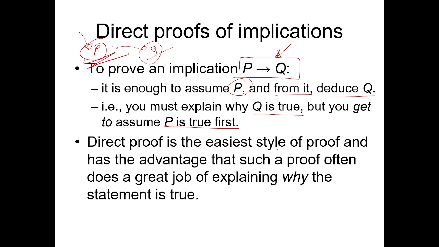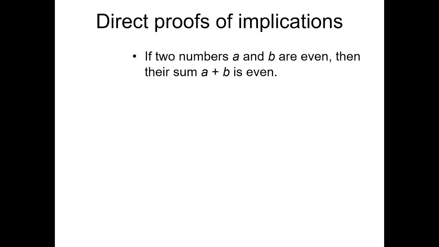Direct proof is the easiest style of proof and has the advantage that such a proof often does a great job of explaining why the statement is true. Let's follow along. If two numbers A and B are even, then their sum A plus B is even.